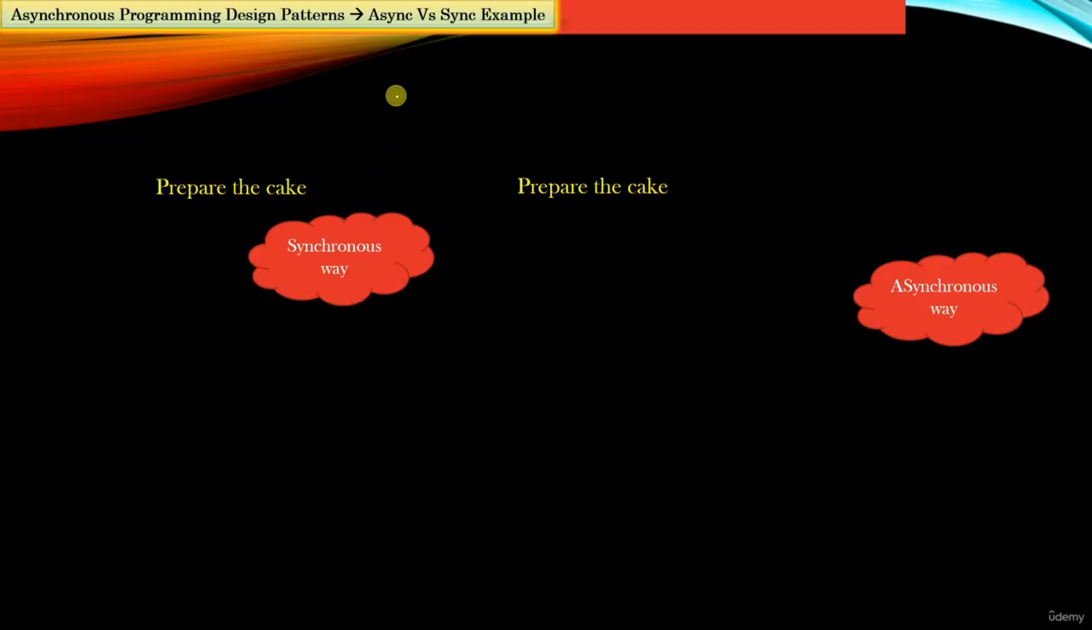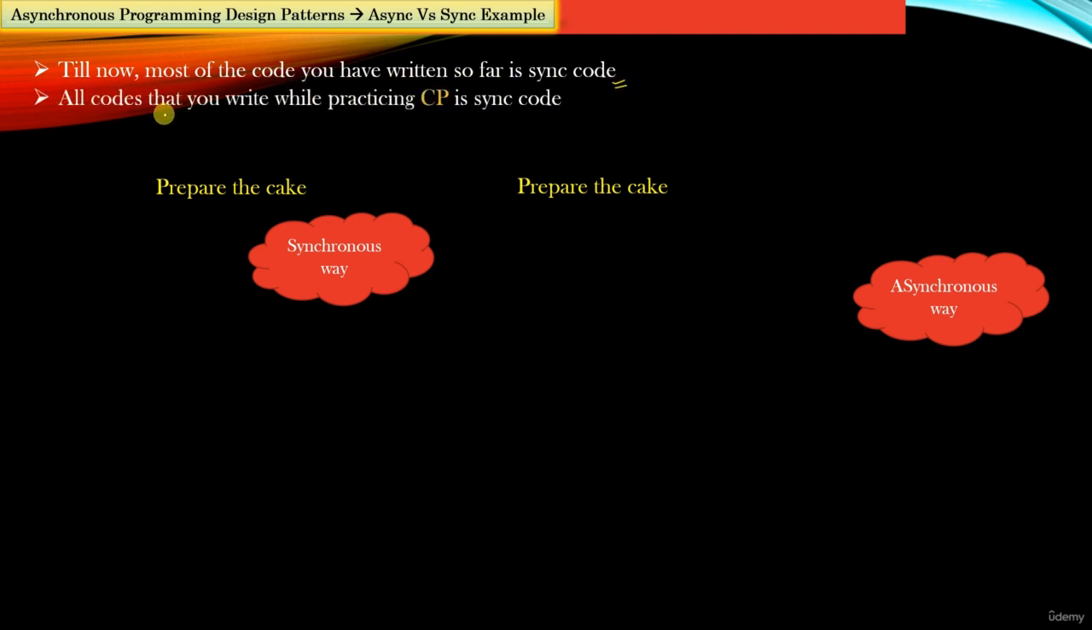So guys, now let us understand what exactly asynchronous or synchronous means. Till now, whatever code that you have written so far is synchronous code. That is, whatever short programs on trees or linked lists or data structures or competitive programming that you have written so far are actually synchronous code.